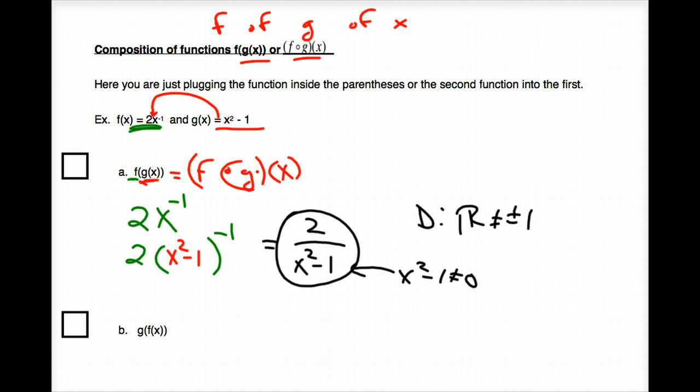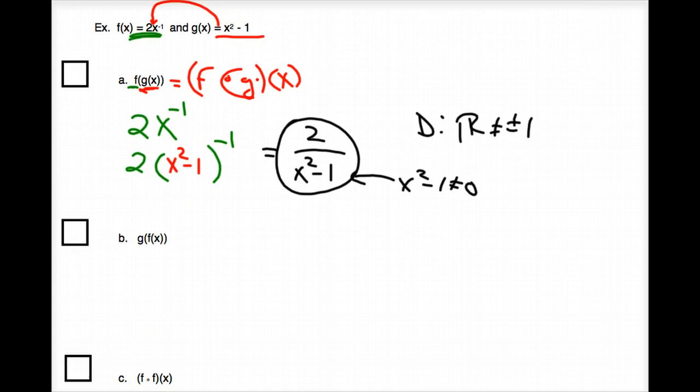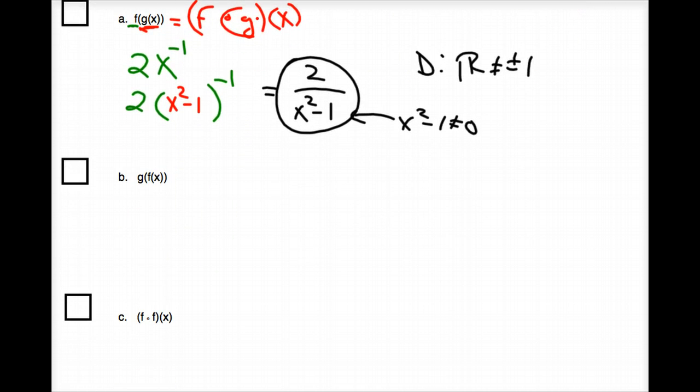g of f of x is the other way around. You take the g function and plug it into the, or you take the f function and plug it into the g function. So I'm going to start by writing the g function first. Only I'm going to take the x out. And I'll put parentheses in its place. So the g function was x squared minus 1. So I'm going to write parentheses squared minus 1. Then I'm going to take the f function and plug that in.